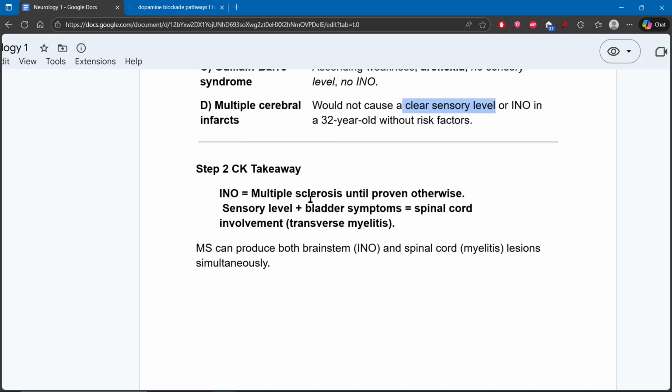So the takeaway is that INO is multiple sclerosis until proven otherwise. INO is very classic for multiple sclerosis. Sensory level and bladder symptoms just support the diagnosis. One point is that MS can produce both brainstem lesions, which cause internuclear ophthalmoplegia, and spinal cord lesions simultaneously. So you must know that internuclear ophthalmoplegia is a brainstem problem, and sensory level is a spinal cord problem. You must know this difference, right?